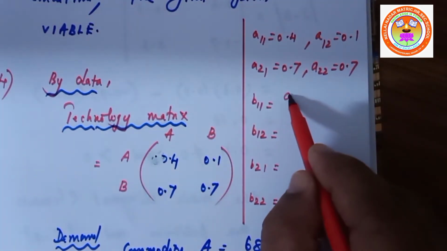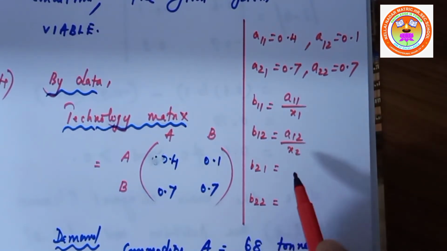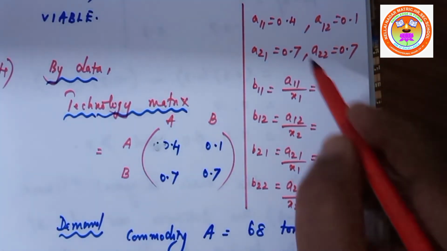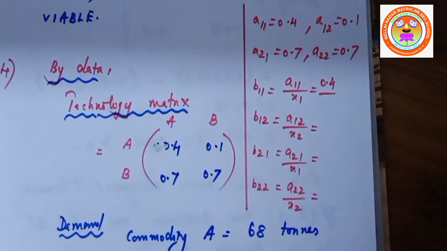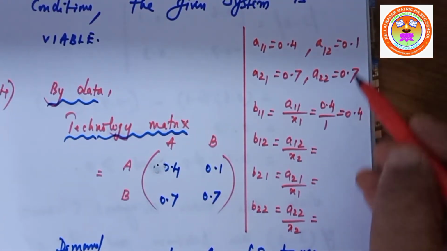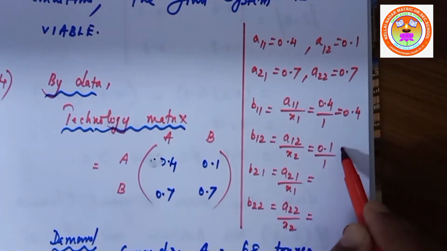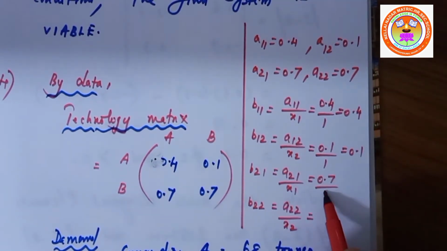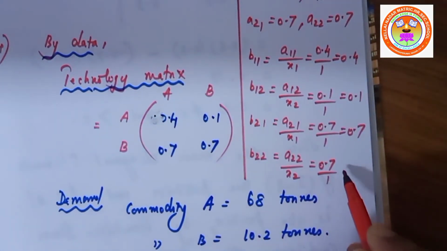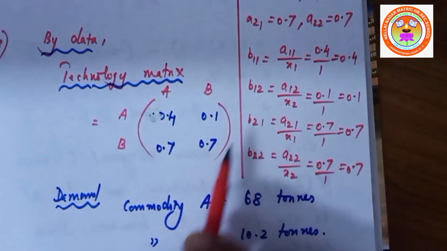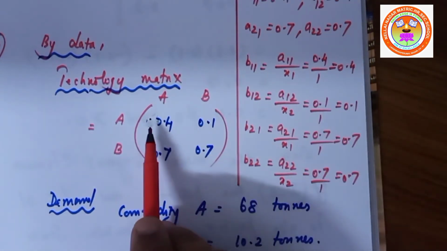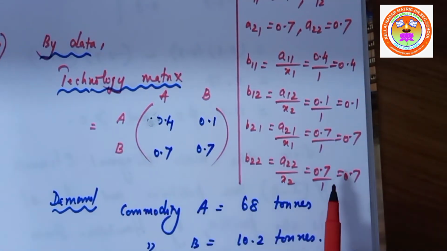The B11 formula is A11 by x1, A12 by x2, A21 by x1, A22 by x2. Children, listen, A11 value is 0.4. 0.4 divided by x1, which is 1, is 0.4 only, since anything divided by 1 is the same. Like that, A12 is 0.1, x2 is also 1, so 0.1. A21 is 0.7 divided by x1 gives 0.7. A22 is 0.7 divided by x2 gives 0.7. This is the technology matrix: B11 is 0.4, B12 is 0.1, B21 is 0.7, and B22 is also 0.7.